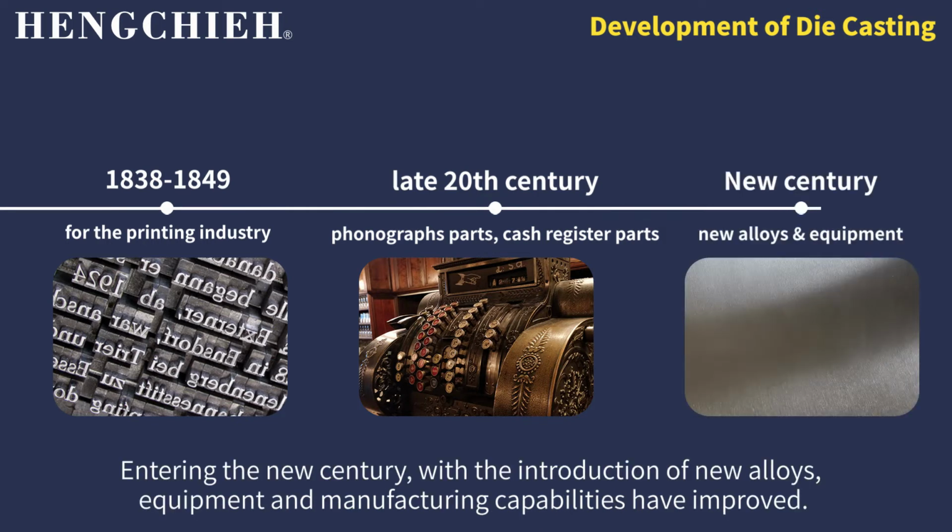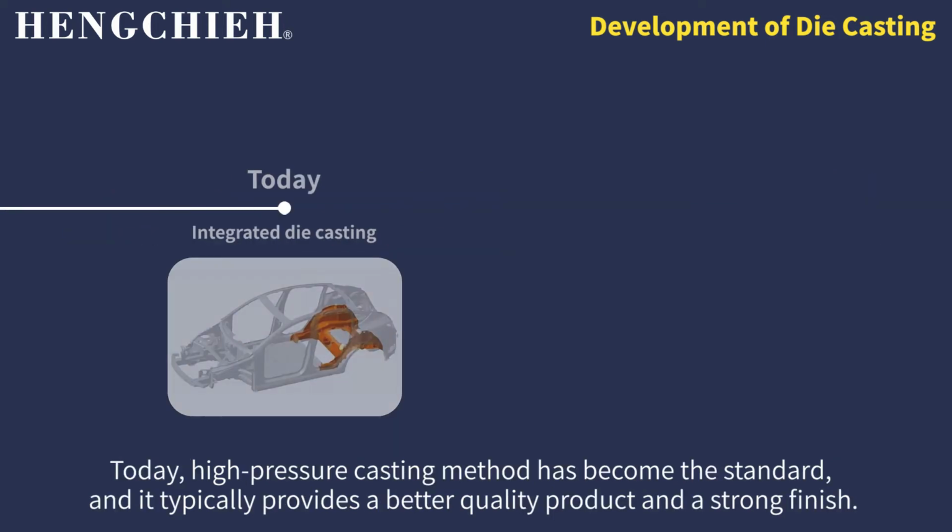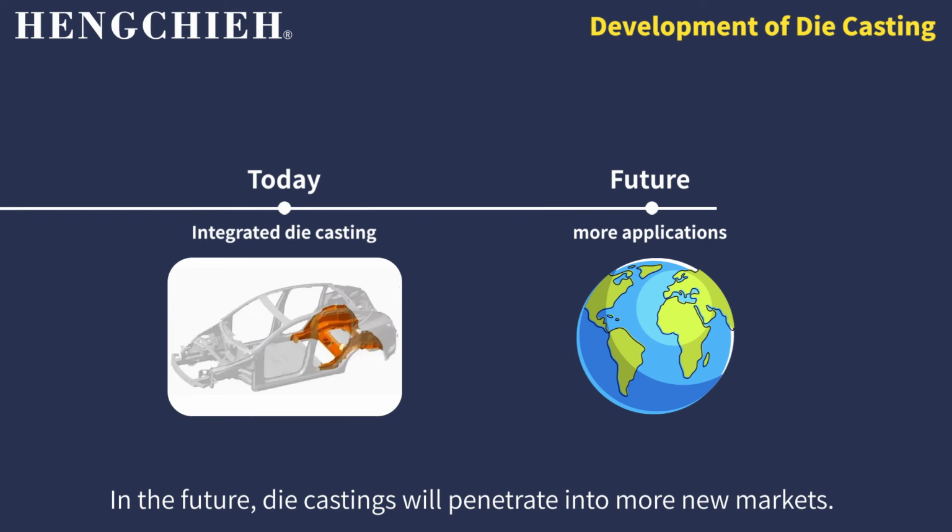Entering the new century, with the introduction of new alloys, equipment and manufacturing capabilities have improved. Today, the high-pressure casting method has become the standard, and it typically provides a better quality product and a strong finish. In the future, die castings will penetrate into more new markets.